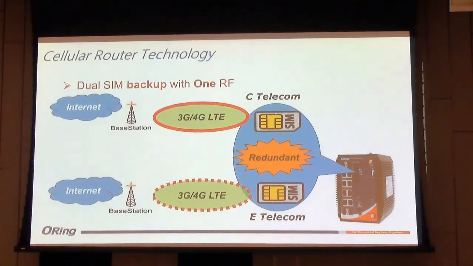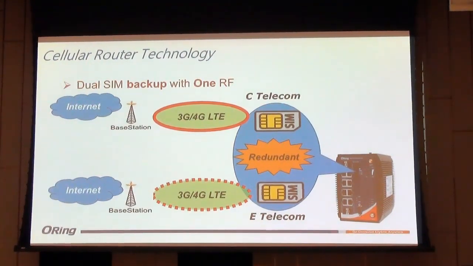And this I shared about the cellular function, the dual SIM. When we talk about dual SIM, typically this is dual SIM with one cellular module. The main function is for redundancy: you can set two telecom SIMs in one device, and choose one telecom service as the main connection and the second telecom as backup. Once your main connection is disconnected, we will switch to the second telecom and enable it for backup.